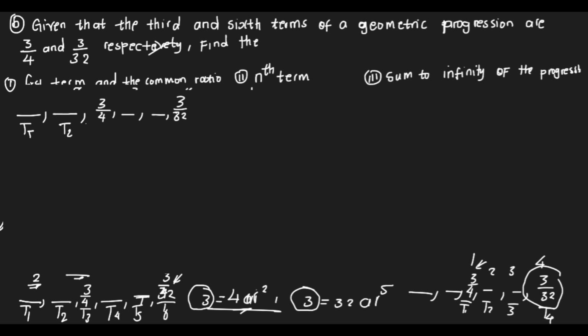Okay, so what we are going to do is, instead of multiplying by 0.5, we'll be dividing. Whenever you are going back, you divide by the common ratio. So 3 divided by 4 divided by 0.5. So here we have 1.5. Then 1.5 divided by 0.5, we have 1 here.